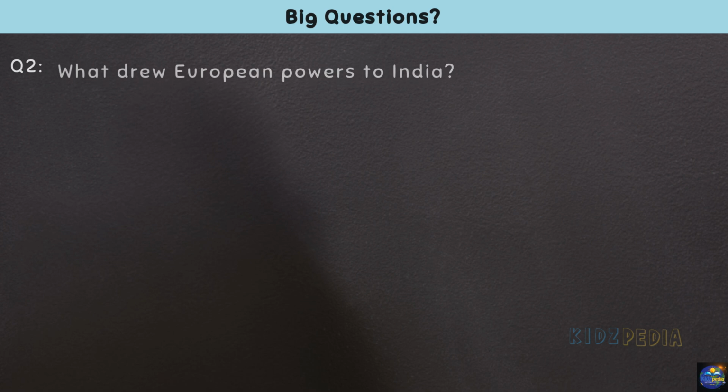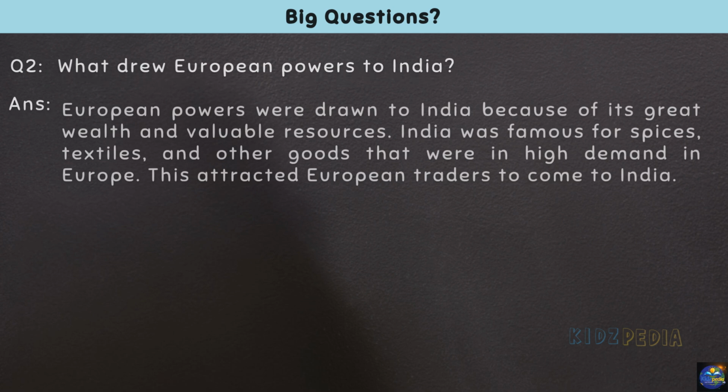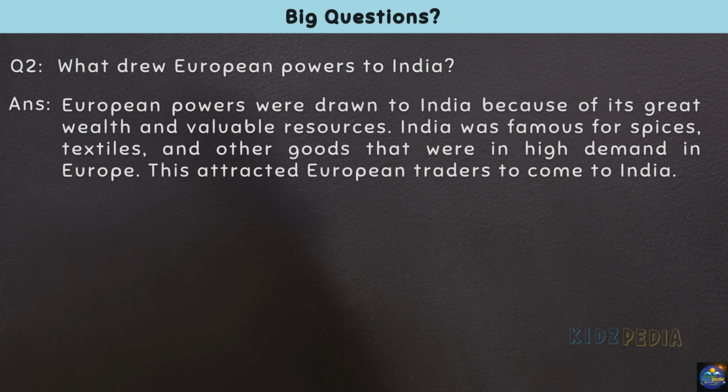Next question. What drew European powers to India? European powers were drawn to India because of its great wealth and valuable resources. India was famous for spices, textiles and other goods that were in high demand in Europe. This attracted European traders to come to India.